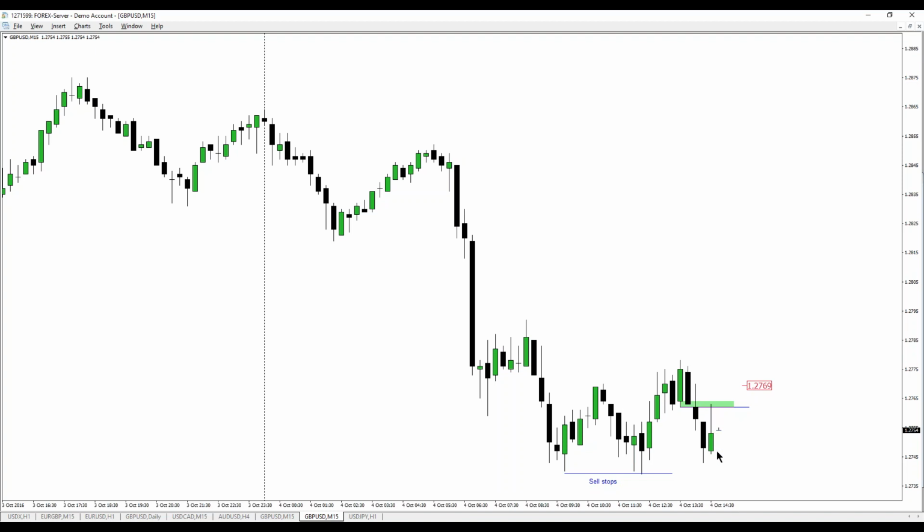So if it's going to be good, it won't need to come back up here. If it does, it's not good. If it goes from here down, it's good.